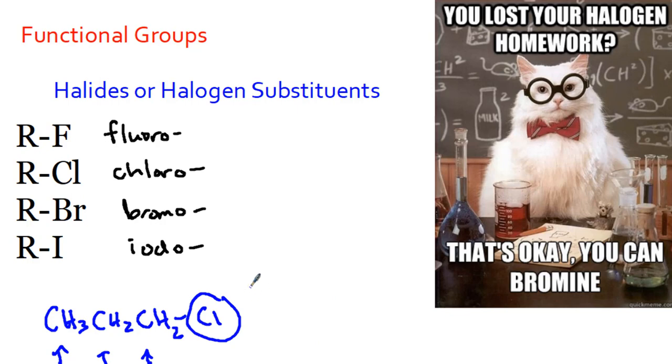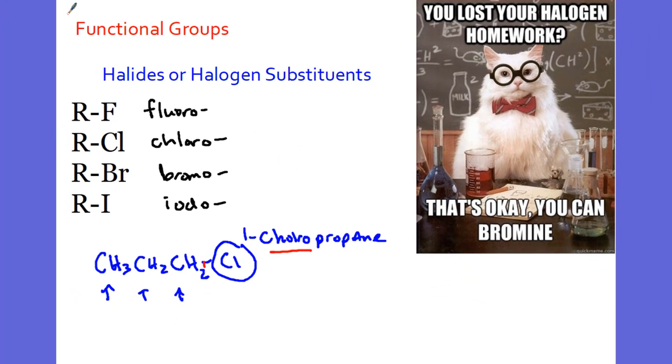So we would call that chloropropane, or 1-chloropropane, because that chlorine is coming off of the first carbon. If that chlorine was coming off of the second carbon, you would call that 2-chloropropane, and so on and so forth. And so that's an easy way to name it, chloropropane. Now, all of these are just dipole-dipole attractions. There's something different coming off the end here. And so we just name it with the fluoro, the chloro, the bromo, or the iodo. And so that is the halogens.